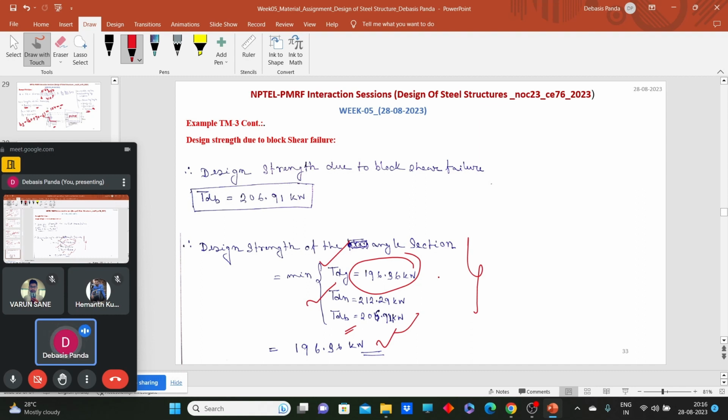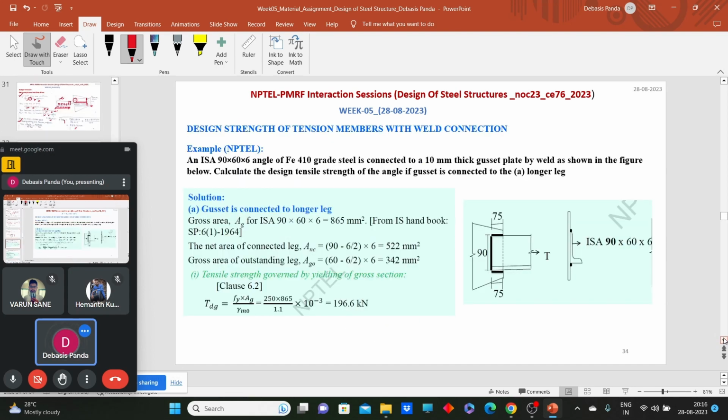So in this way we can calculate the design strength of a tension member for plates and for single angle sections. This was for the bolted connection. Now if we have a welded connection, where welding is used to make the tension member, this is the NPTEL example. That example is provided in your course material of this week, so I will discuss this example.